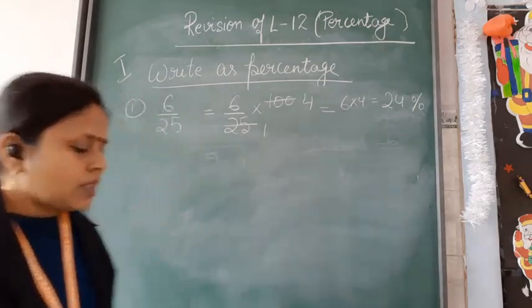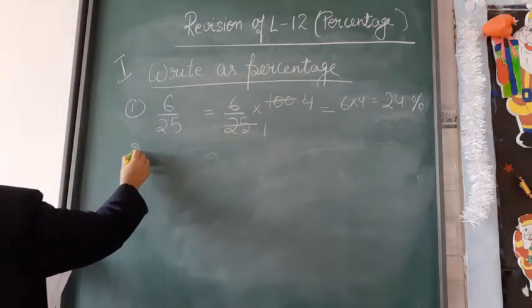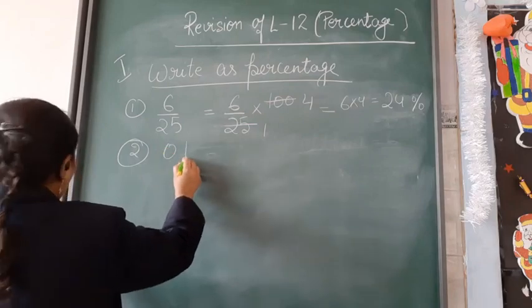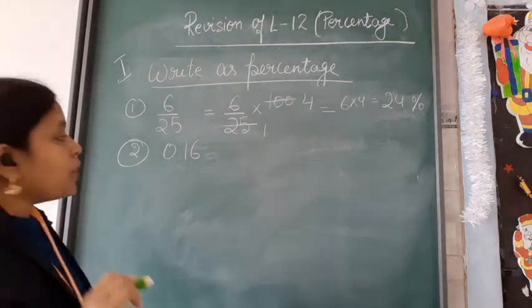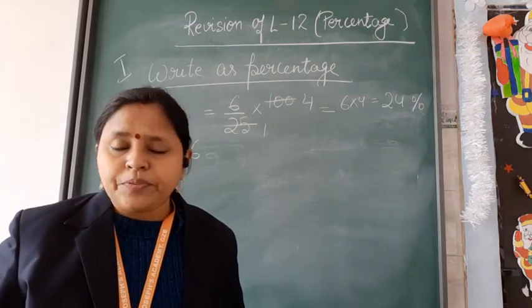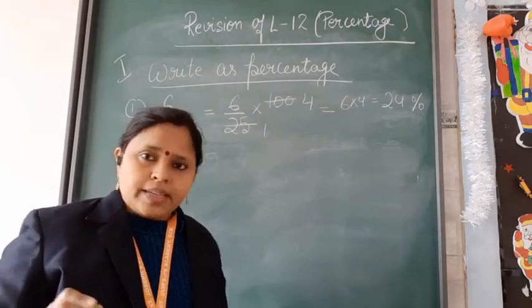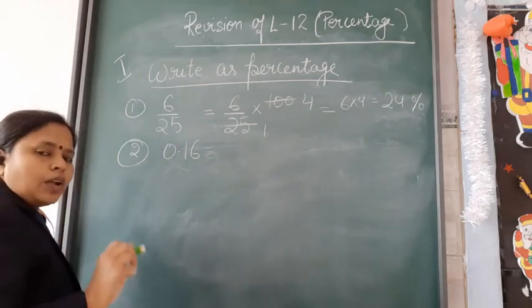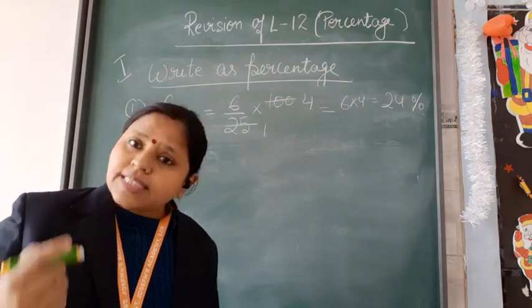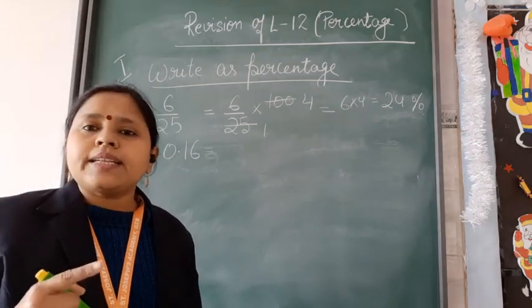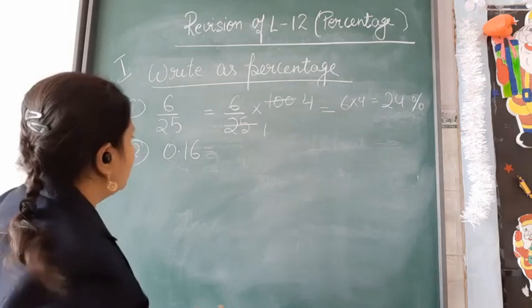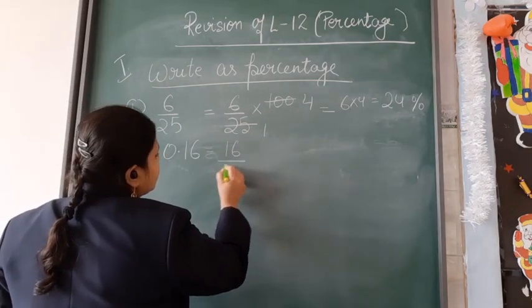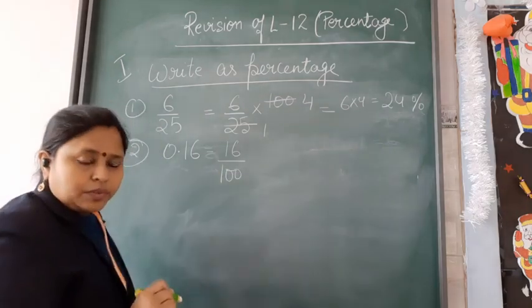Now let's come to the second part. The second part is 0.16. Children, 0.16 is a decimal fraction because we have a decimal point in it. If there is a decimal fraction, first of all, change that decimal fraction into a common fraction. So 0.16 can be written as 16 upon 100 as a common fraction.